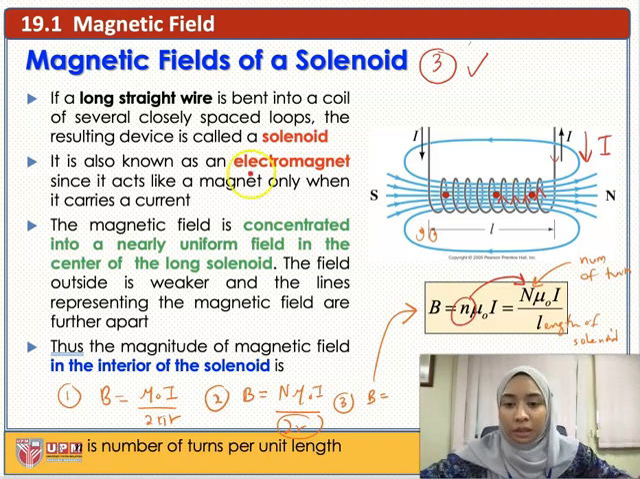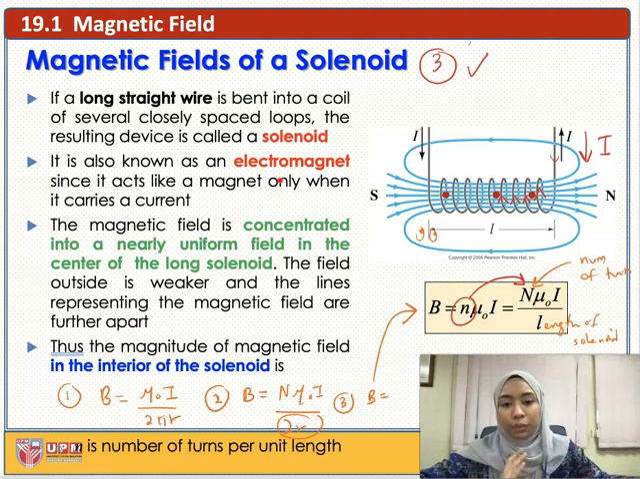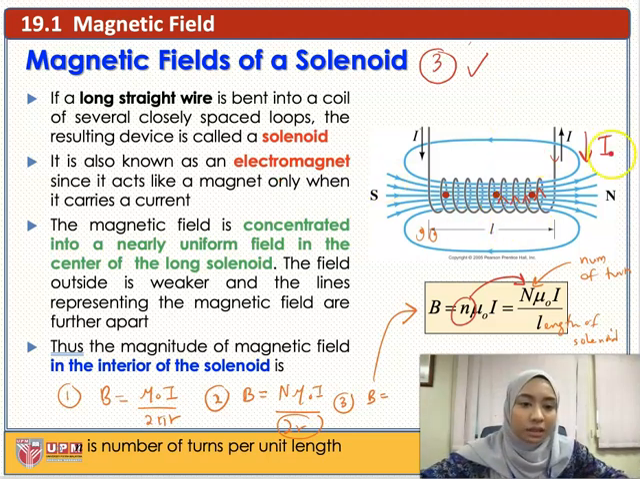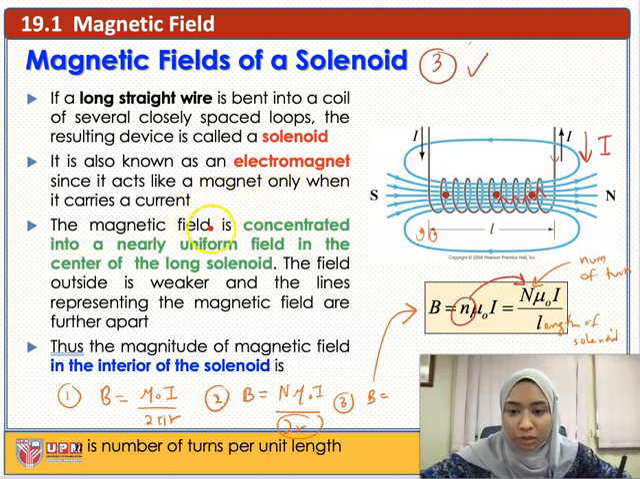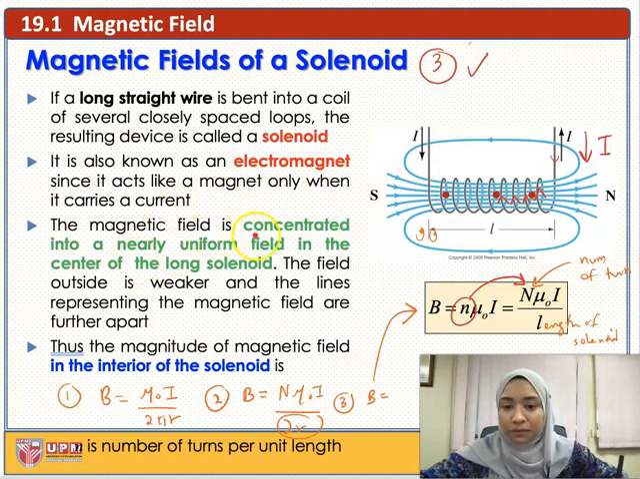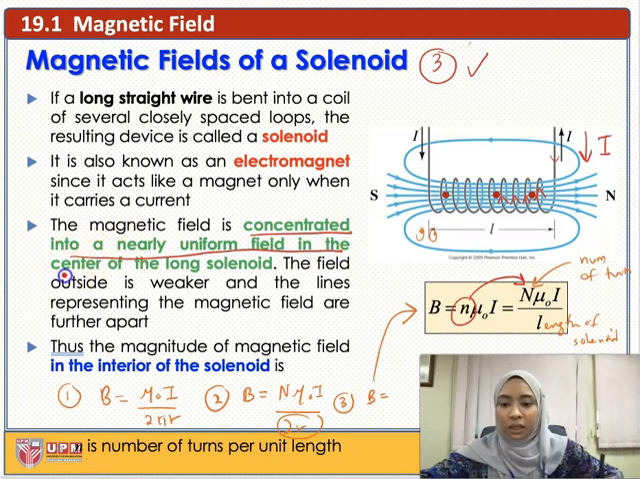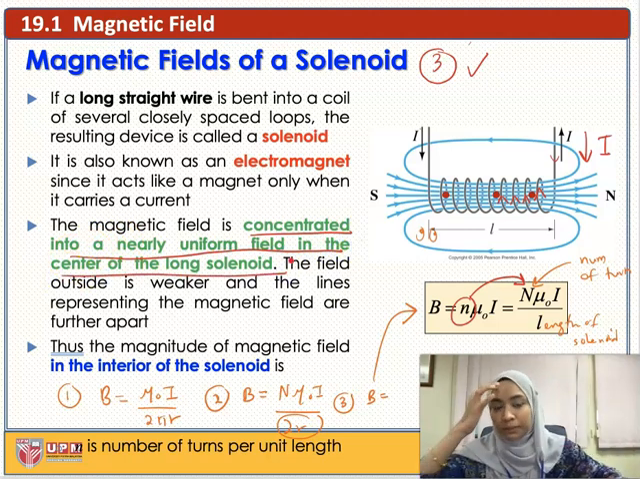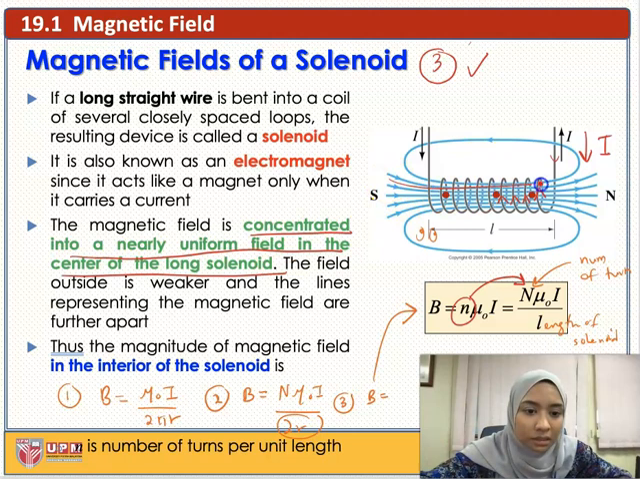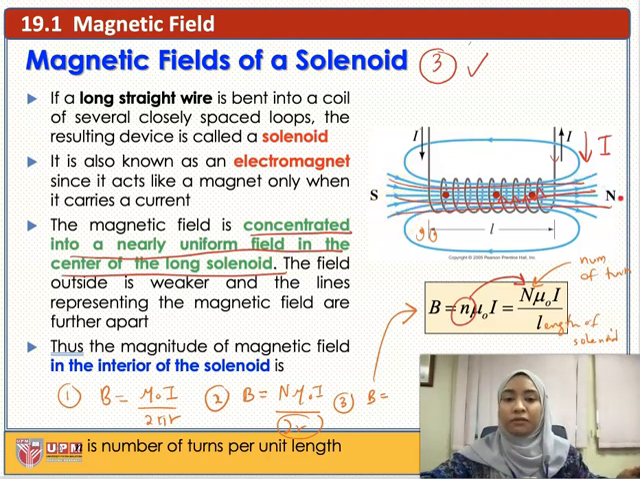So moving on. When we talk about the equation for B, what are we talking about? Where is the B that we are finding? The B is all over the place, but which B are we talking about? The B that we are talking about is the magnetic field concentrated into a nearly uniform field in the center of the long solenoid. Here you can see that the lines are almost straight. That's the behavior of a solenoid. That is why it behaves like a magnet.